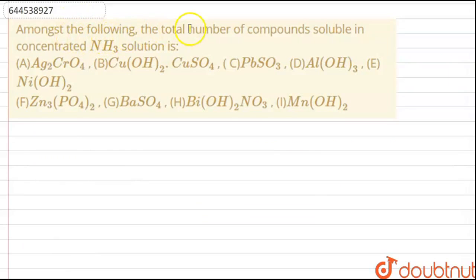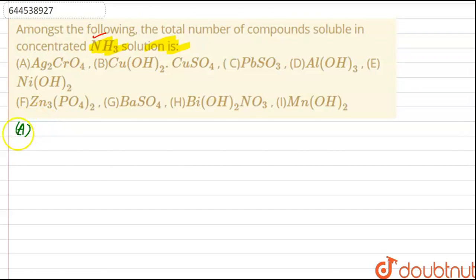So the question we have is: amongst the following, the total number of compounds soluble in concentrated NH3, that is ammonia solution, is. So we have to find out from the given options which one is soluble in ammonia and which one is not. So what is the simple method to find out? A compound which can make a complex with this ammonia is soluble in concentrated ammonia, otherwise it is not.